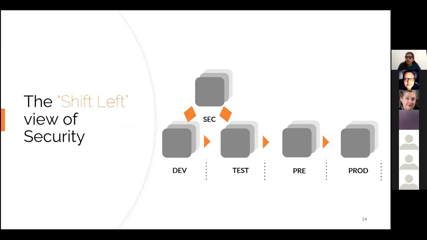This is the new shift left view of security that we are thinking of. As you can see, the security box has moved to the start of the process. Moving these processes earlier in the dev pipeline is known as a shift left approach. In the most simple terms, we can define shift left security as moving security to the earliest possible point in the development process.